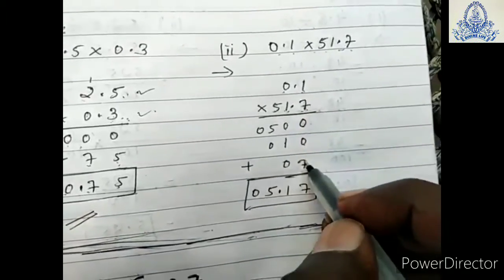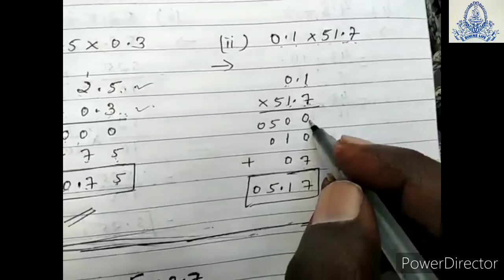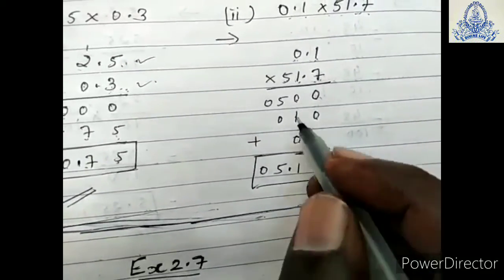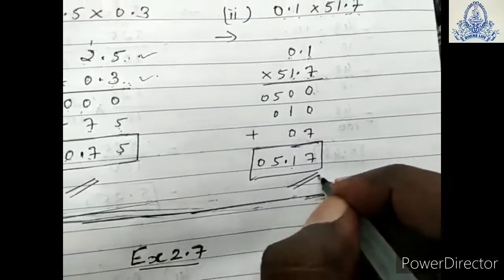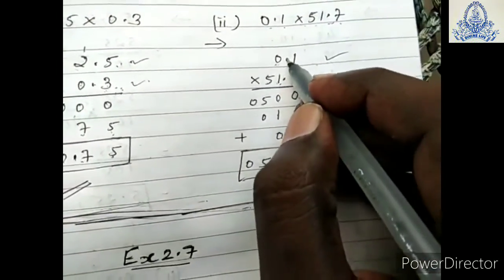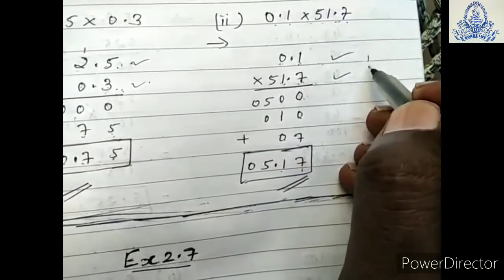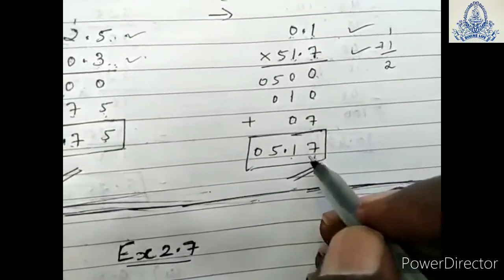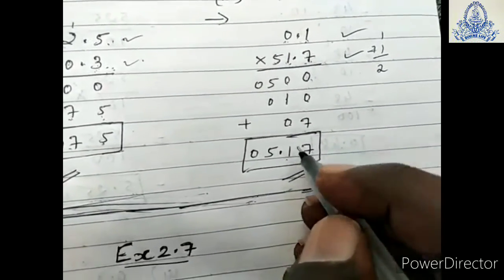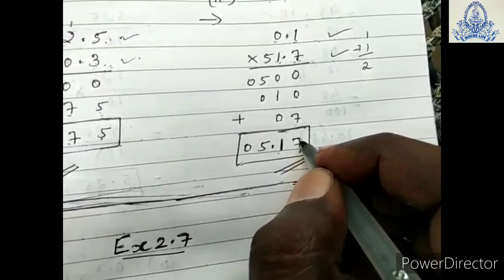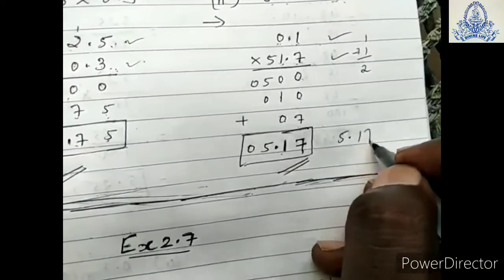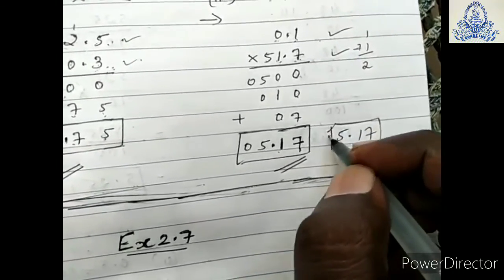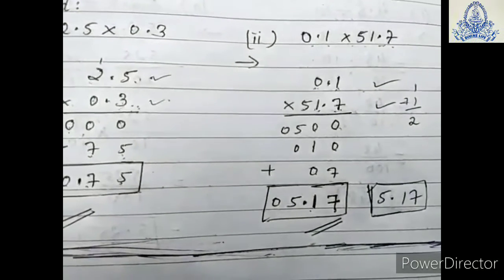Now 7 1 is 7, 7 0 is 0. Now we can add these numbers and we get 7. Here it is 1, 5 and 0. The final answer is 5.17, because here we have one digit after the decimal point, and here also we have one digit. So 1 plus 1 we get 2. So before the two digits we will put a decimal point, before 17. The final answer is 5.17, you can say, right?